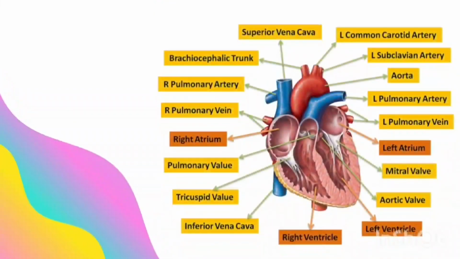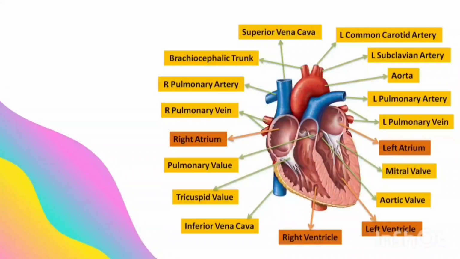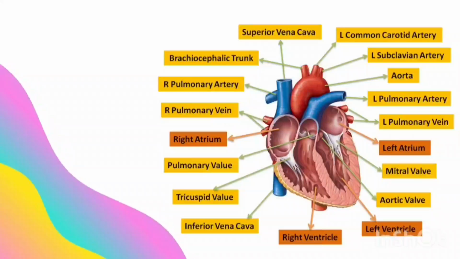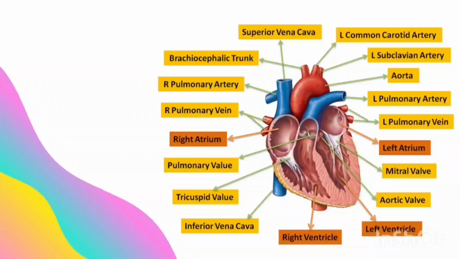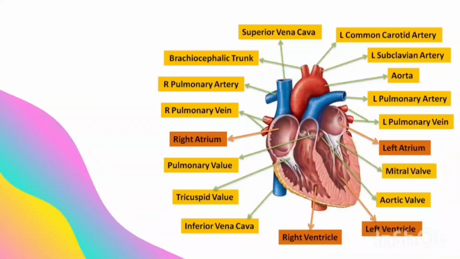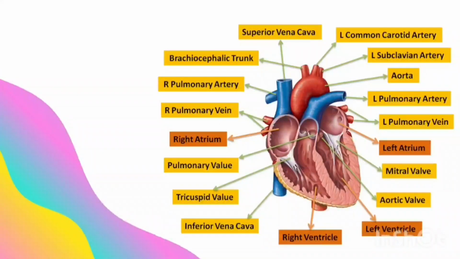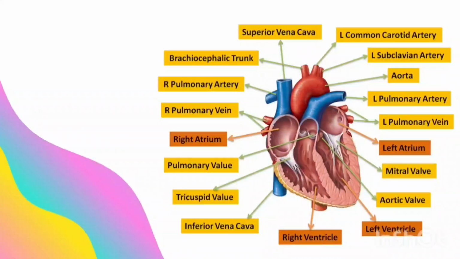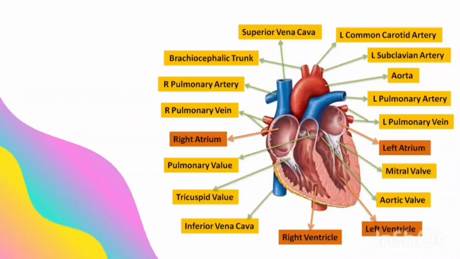The heart consists of so many parts. Let's see them one by one. First, the left common carotid artery, left subclavian artery, aorta, left pulmonary artery, left pulmonary vein, left atrium, mitral valve, aortic valve, left ventricle, right ventricle, inferior vena cava, tricuspid valve, pulmonary valve, right atrium, right pulmonary vein, right pulmonary artery, brachiocephalic trunk and superior vena cava.